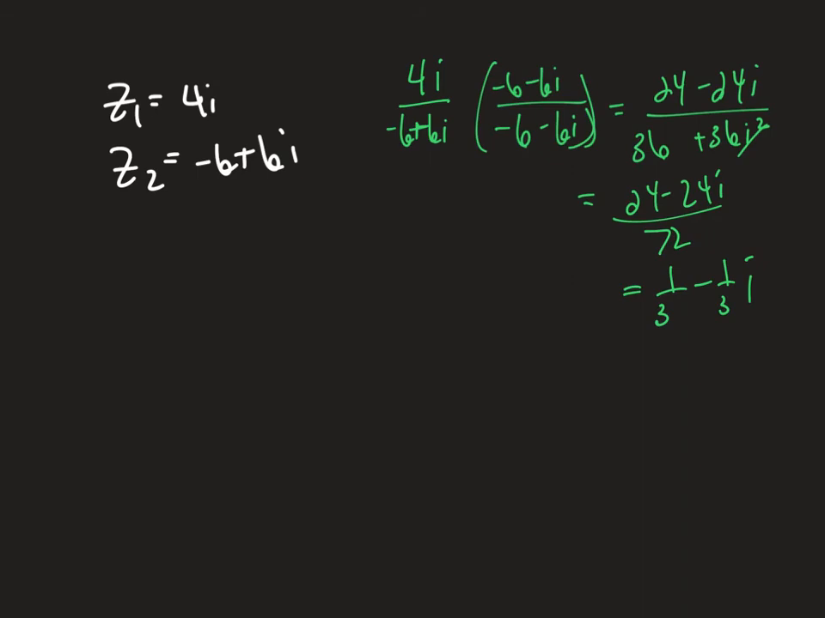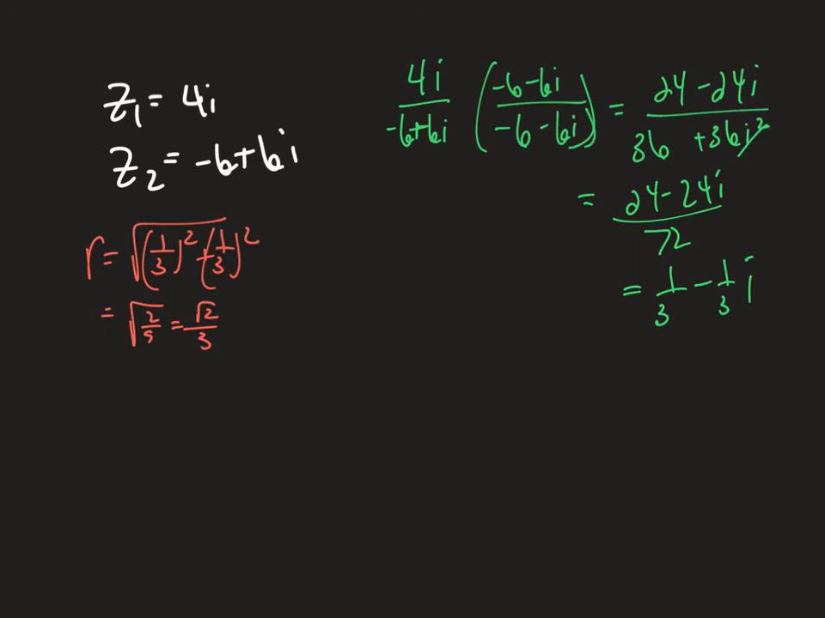So that's actually the quotient, and then I'm going to go ahead and get my r and my theta. So r is going to be the square root of 1/3 squared plus 1/3 squared. And so that is really just 1/9 plus 1/9, so it's going to be the square root of 2/9, so it's radical 2 over 3.